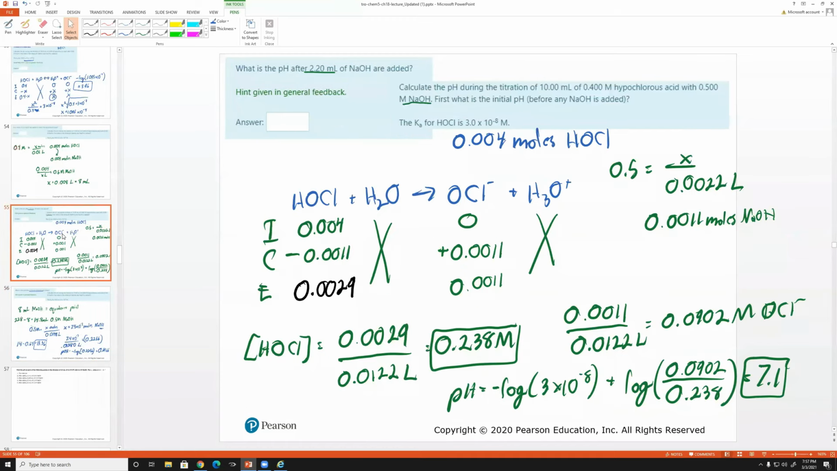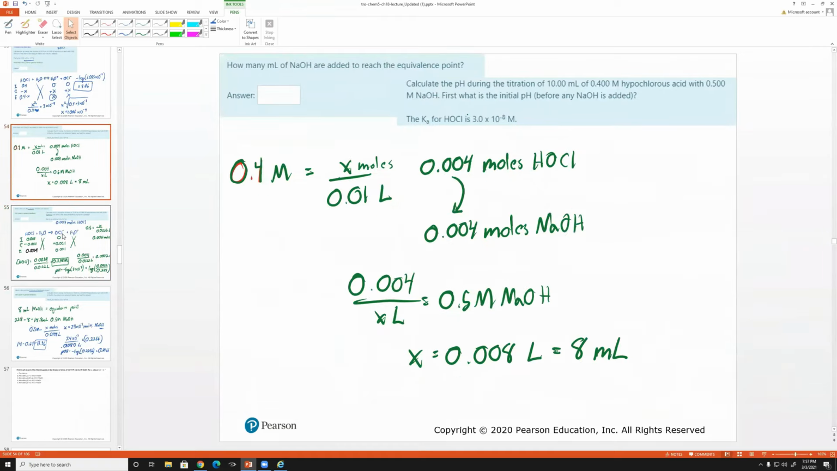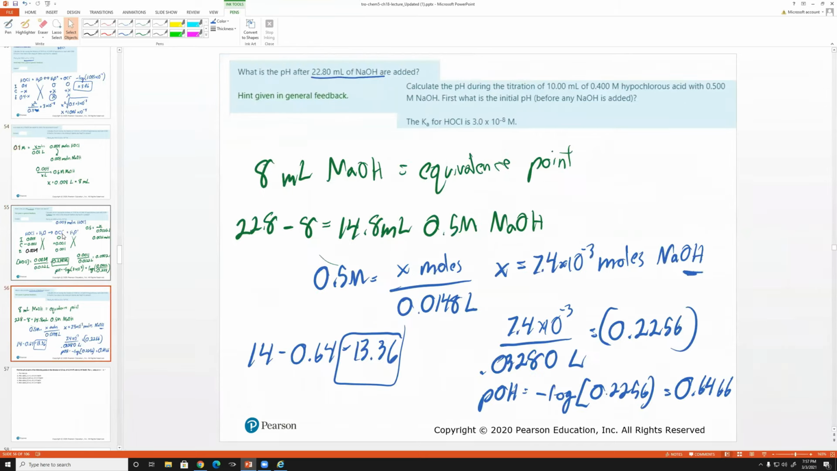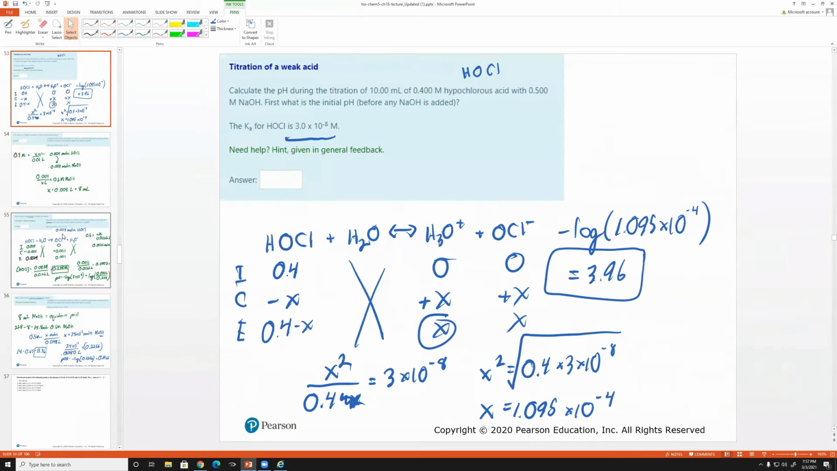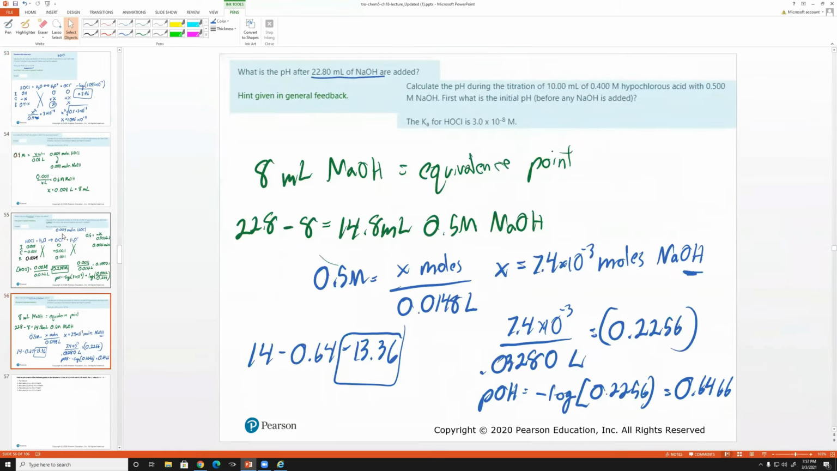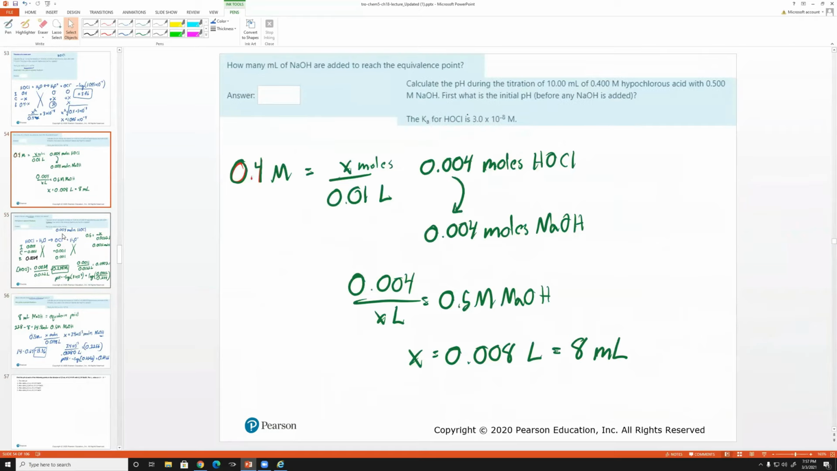Okay, so now something else I could ask here is, there was another question. What is the pH at the equivalence point? We can find that out too. So here's the equivalence point, is how many mils that it took to get there. It took 8 mils. Now, what is the pH at the equivalence point? That's what we can figure out.